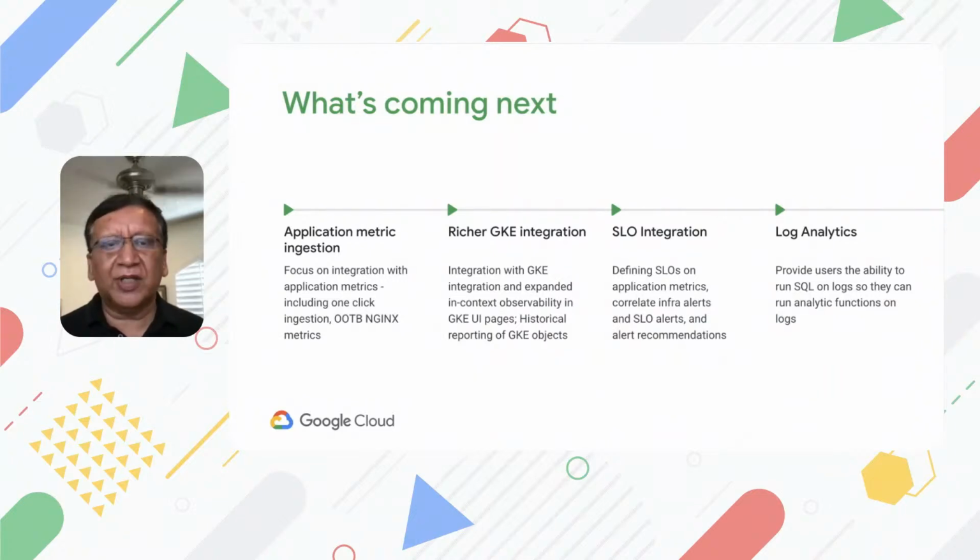Now, one of the very important integrations will be historical reporting of GKE objects. When developers are troubleshooting a problem, for example, in a production environment, having this information and being able to correlate it with logs and metrics from that particular time frame is extremely powerful. Third, users will be able to define SLOs on application metrics that I referred to just a second ago and correlate infrastructure alerts with SLO alerts. We will also be making recommendations on how users can define these alerts.